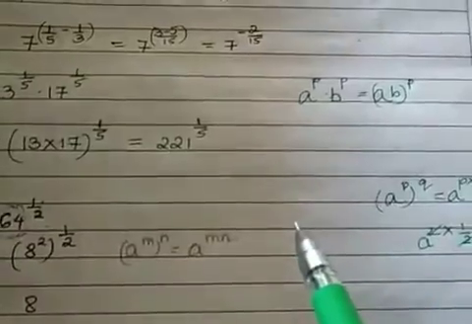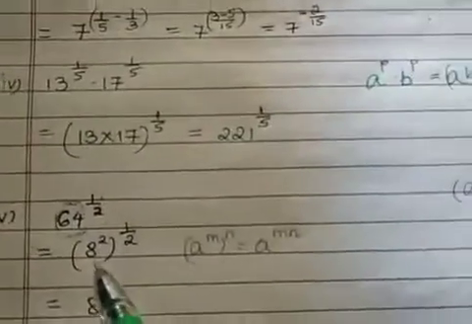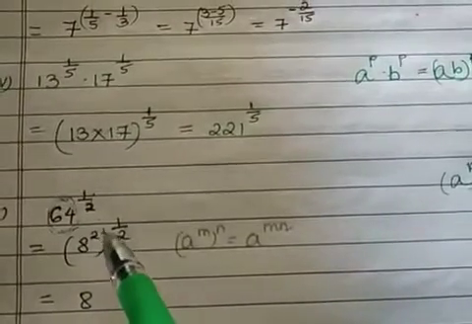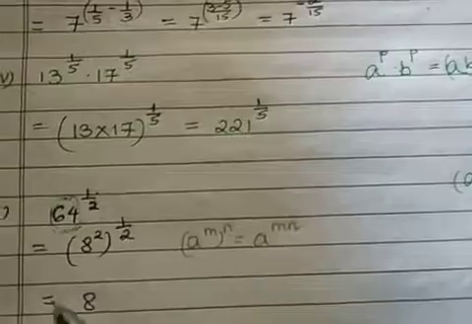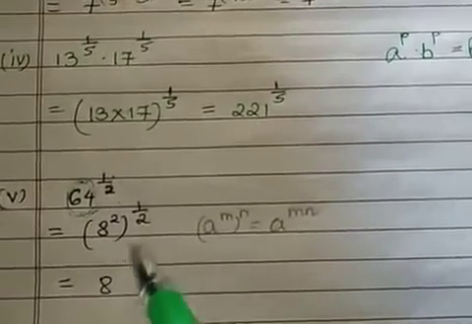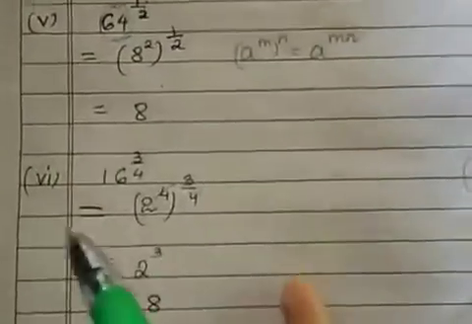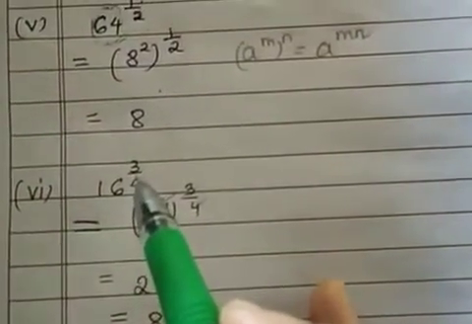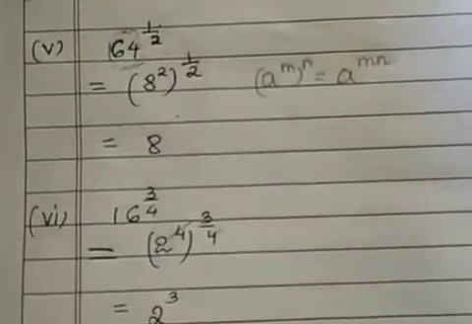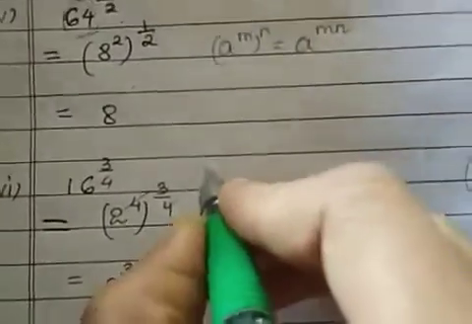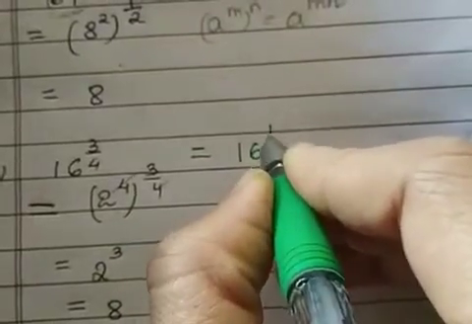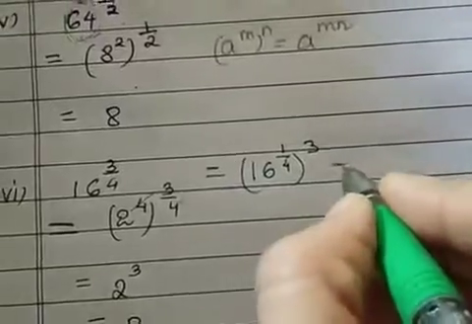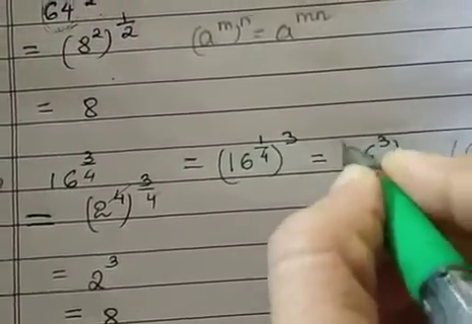So using this I get here 8 square raised to half, which is same as 8 raised to 2 multiplied by half, and this is equal to 8. Let us take the next example, 6th one. Here you have to find 16 raised to 3 upon 4. Now I can write this as 16 raised to 1 upon 4, the whole cube, or I can write this as 16 raised to 3 raised to 1 upon 4.